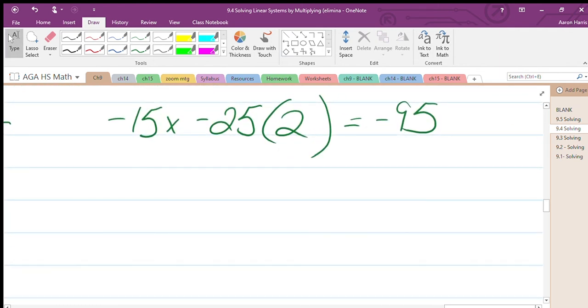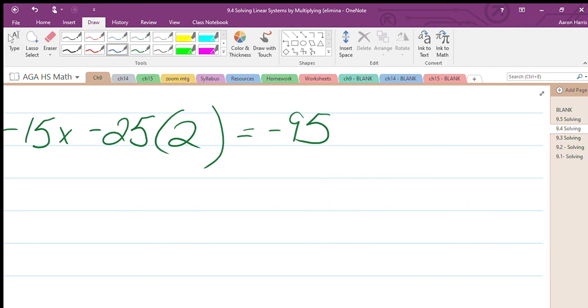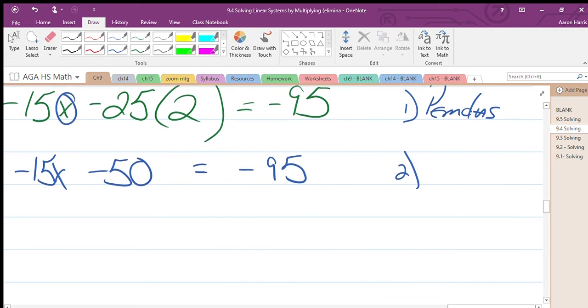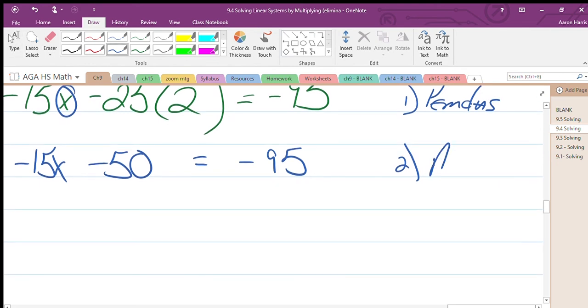So now we're solving for what? x. Simplify, combine like terms. Anything to do? Yes. We have PEMDAS. Negative 15x, nothing happened there. But negative 25 times 2 is negative what? 50 equals negative 95. Step 2, remove what? Addition, subtraction. I'm going to add. So I add 50, add 50.